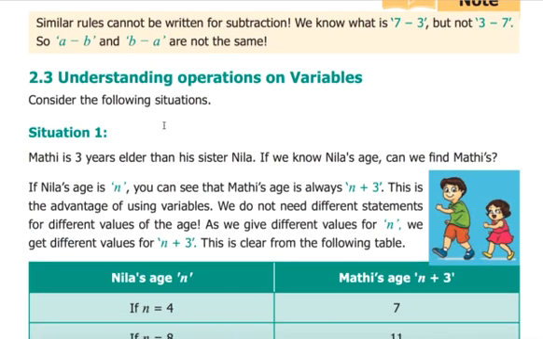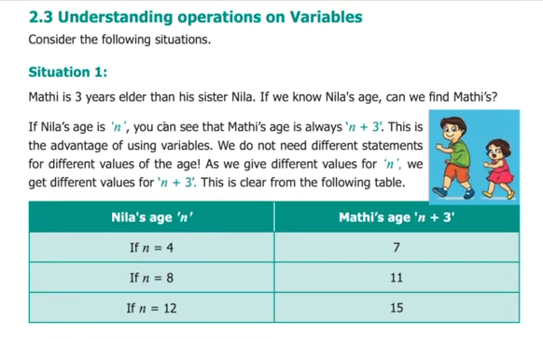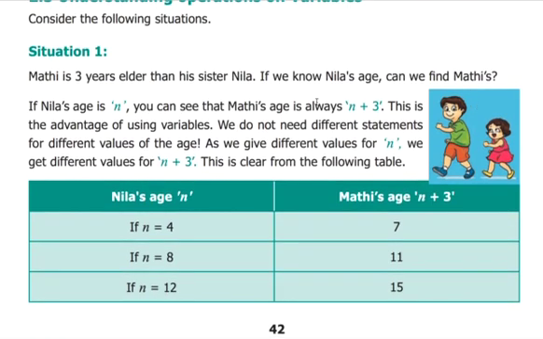Understanding the operation on variable, consider the following situation. Situation 1. Mati is 3 years elder than his sister Neela. If we know Neela's age, can we find Mati's? Right, plus 3 only. If Neela's age is n, you can see that Mati's age is always n plus 3. This is the advantage of using variables. We do not need different statements for different values of the age. As we give different values of n, we get different values for n plus 3. This is clear from the following table.